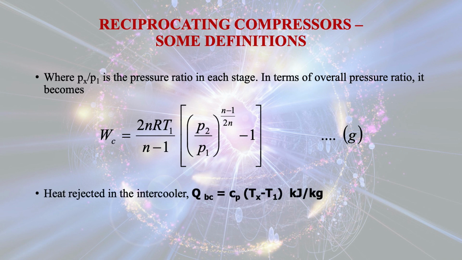Now heat rejected in the intercooler, that is QBC, is equal to Cp multiplied by Tx minus T1, because the temperature difference will be Tx minus T1 for the heat transfer process in the heat exchanger, and Cp is the specific heat at constant pressure for the air. Now let us perform some numerical.